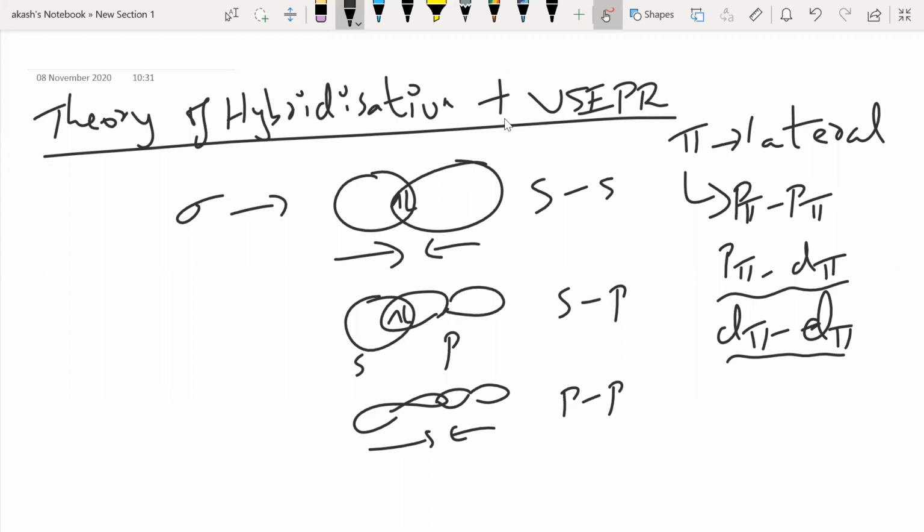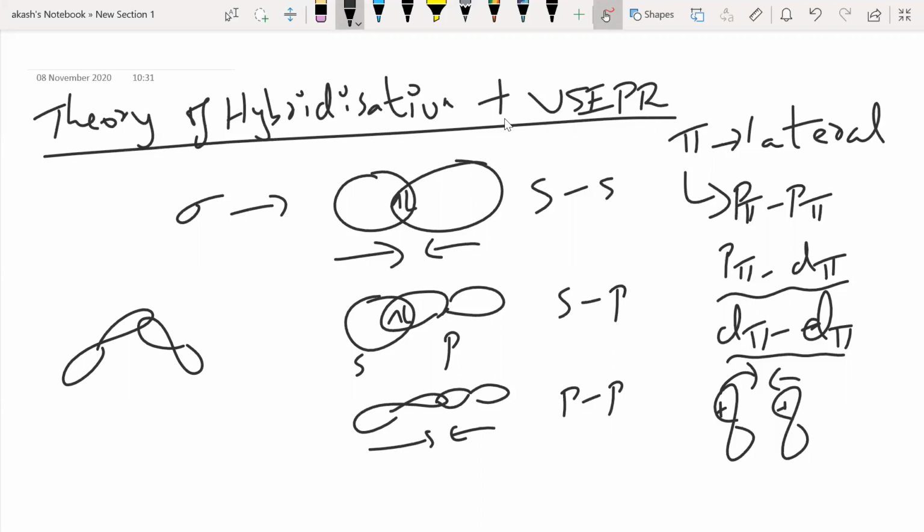But p pi, we'll see what happens. Basically, the overlap is going to happen like this. If I mark these things, this is how the overlap is going to happen. Say this is going to come like this, and this is going to come like this. If I want to properly tell you how exactly it happens, something like this. So you can see how the overlap is happening.